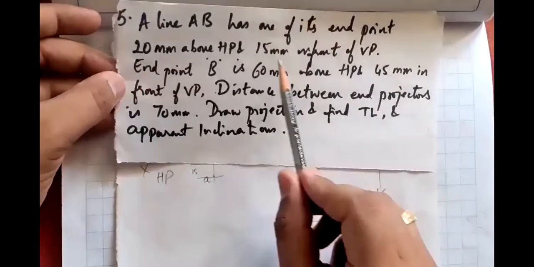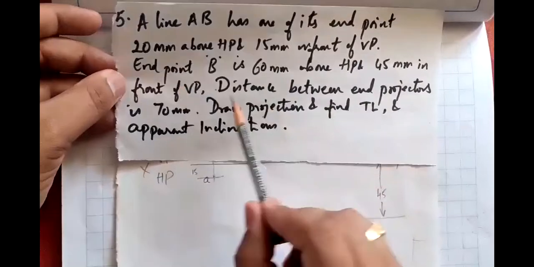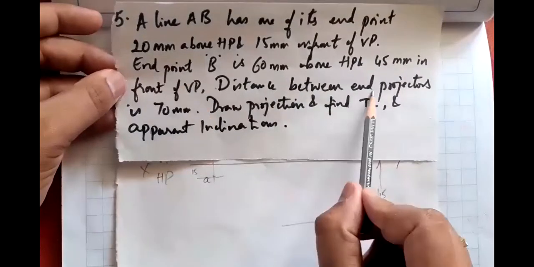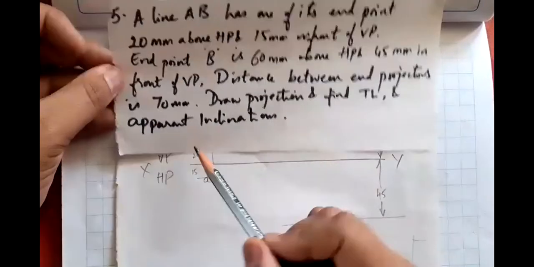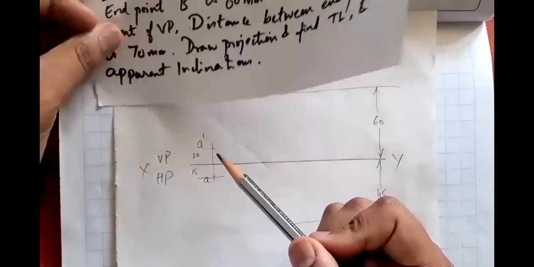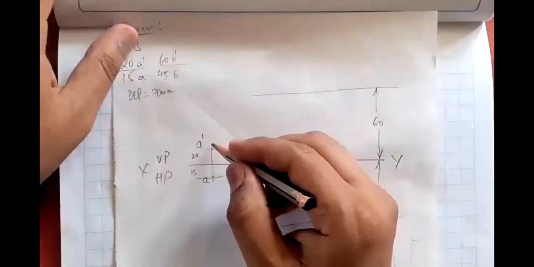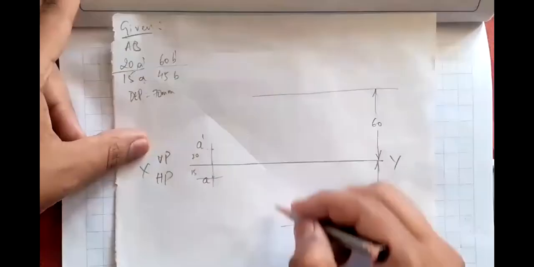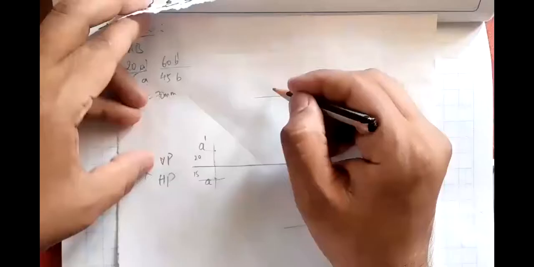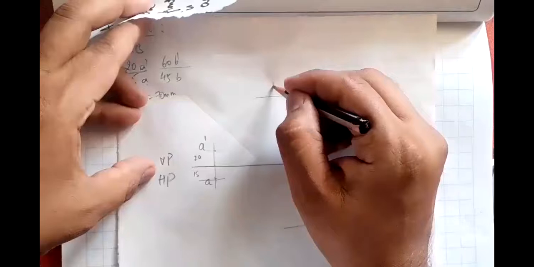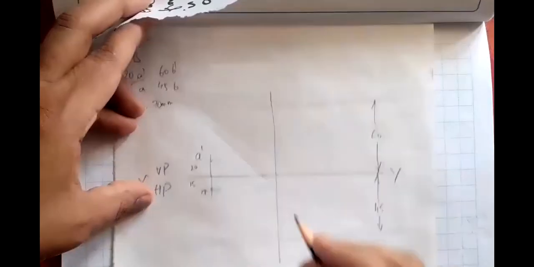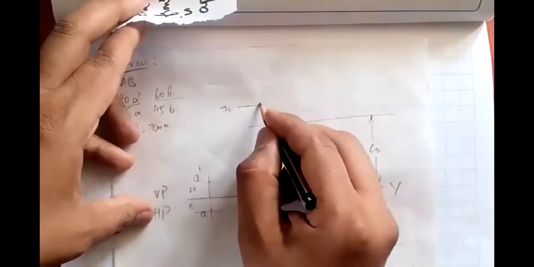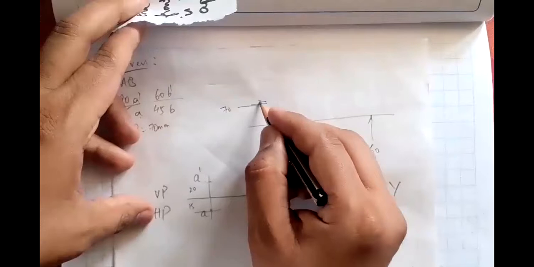Next, the distance between end projectors is 70, so DEP is given. The distance between end projectors, that is A dash A and B dash B, lies at a distance of 70. I'll directly draw a line at a distance of 70. I'll dimension this as 70 from here.